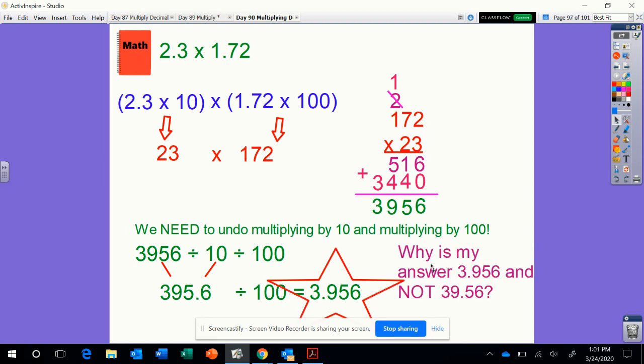Okay, now there's a side question here. Why is my answer 3 and 956 thousandths and not 39 and 56 hundredths? Think about that for a second. And hopefully you came up with, you wouldn't have, this would only divide by 10 and then divide by 10 again to move it here. But we needed to divide by 100.